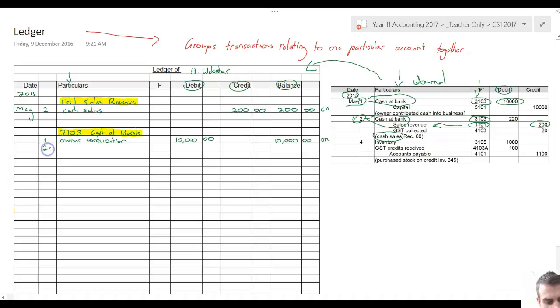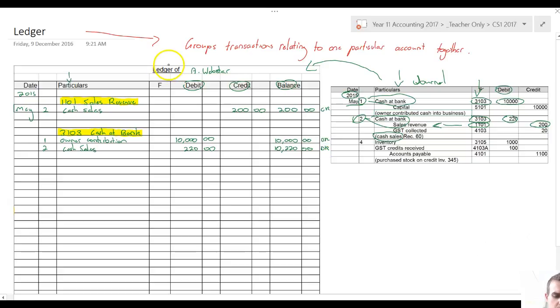So I'm going to put a number 2 in here. What was that for? That was for cash sales. So cash sales, and it was for 220 debit. So I'm going to put 220 in here. My balance is therefore going to be $10,000 plus $220. So that's $10,220 DR. You can start to see why this is important.